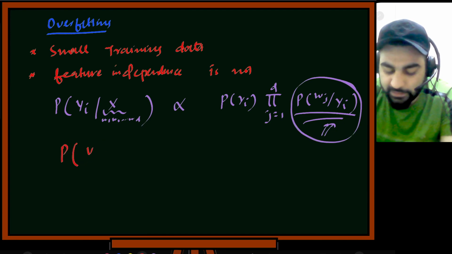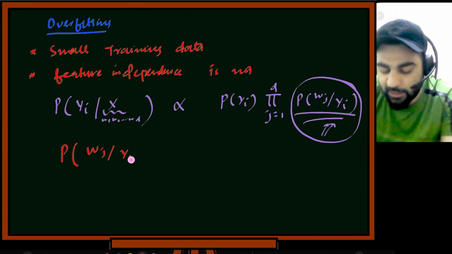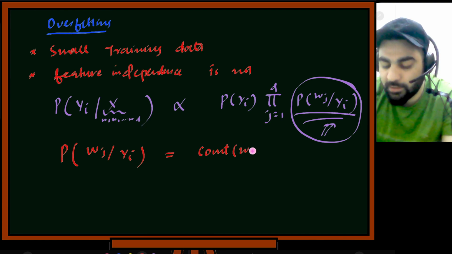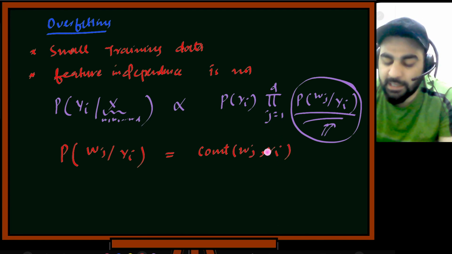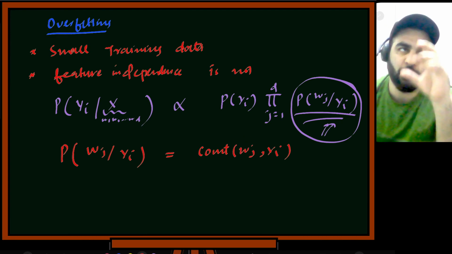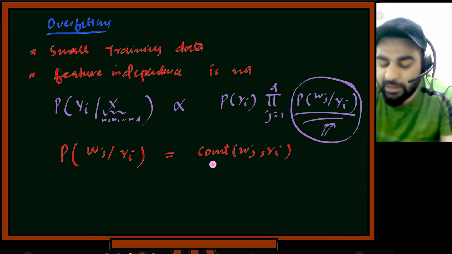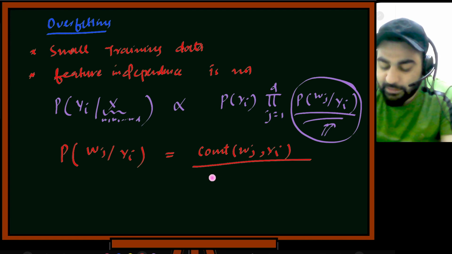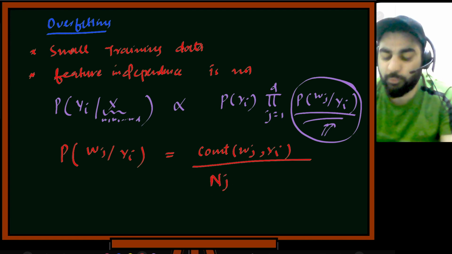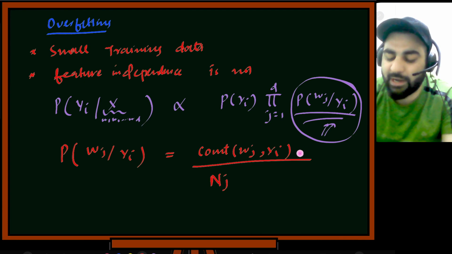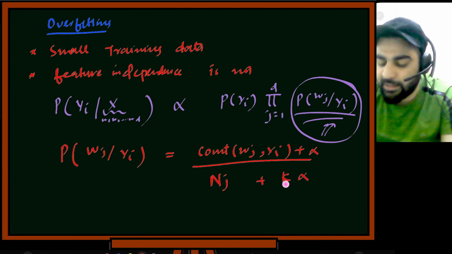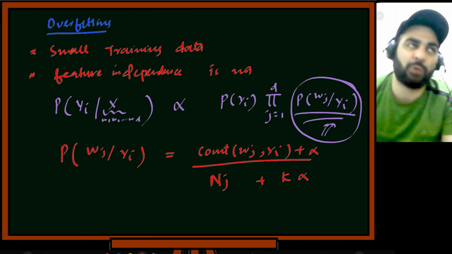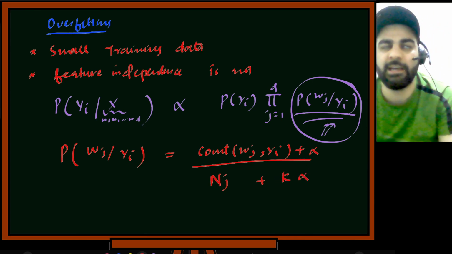So this probability of wj given yi is computed as the count of word j in the ith class. Take class i and see how many times this word j occurs in all the documents which have label yi, and then divide it by N of j, the total number of words in that yi class. Then we added a smoothing factor alpha, and here we added k alpha. K can be the number of classes or the vocabulary size; it basically depends, and alpha here is a smoothing factor.